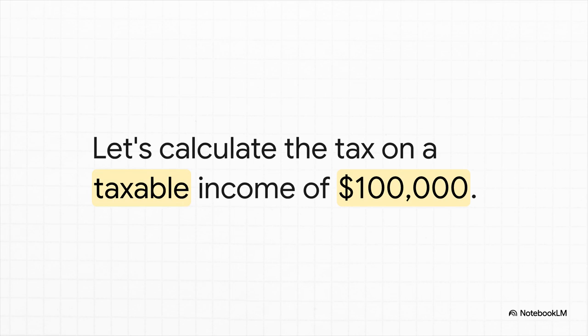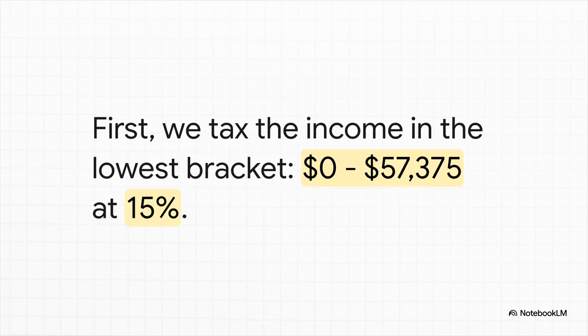Okay, theory is great, but the best way to really get this is to roll up our sleeves and walk through a practical example. So let's imagine a person with a taxable income of exactly $100,000. How do we apply those brackets to this income? We always start at the bottom with the very first bracket. And here's the most critical point. We do not apply one rate to the entire $100,000.